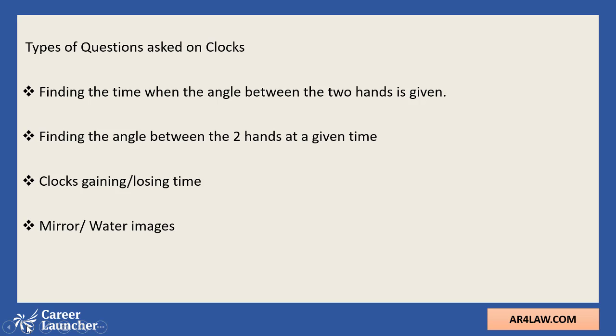The third kind of questions are about error: there is some error in the clock, whether the clock is gaining time or losing time. So there are questions based on that. And there are questions on mirror and water images. We would be looking at each kind of question one by one with sufficient examples. Firstly, we would cover the basic concepts and theory associated with clocks.